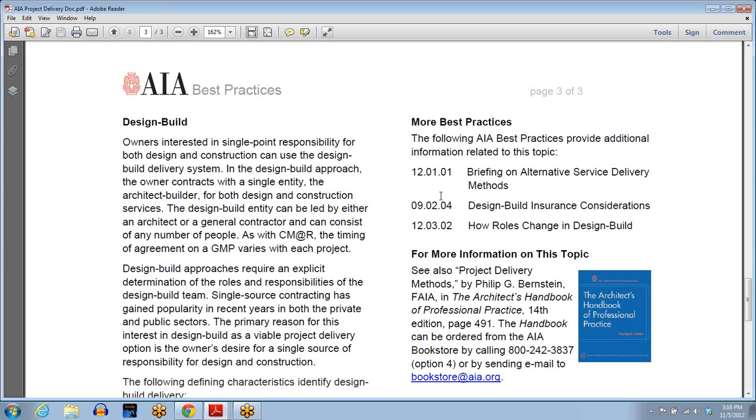That's traditional, where the architect designs it. He's under a separate contract. You bid it out to qualified general contractors, builders, pick one, and they build it.